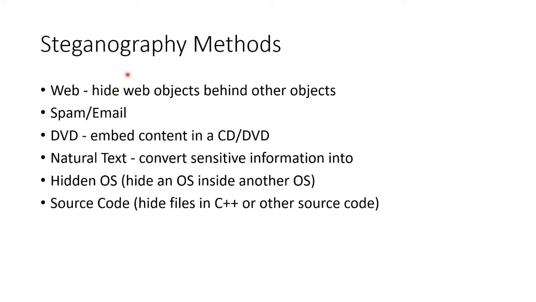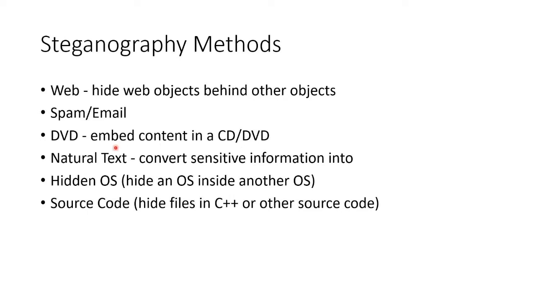We could hide web objects behind other objects, and typically that would be images, but it could also be code. We can hide stuff inside of spam or emails. Not that it's malicious attachments, that's not what I'm talking about. I'm talking about instead of malicious JavaScript behind these things, it's secret messages. So it's not an executable. We could embed content in CDs and DVDs.